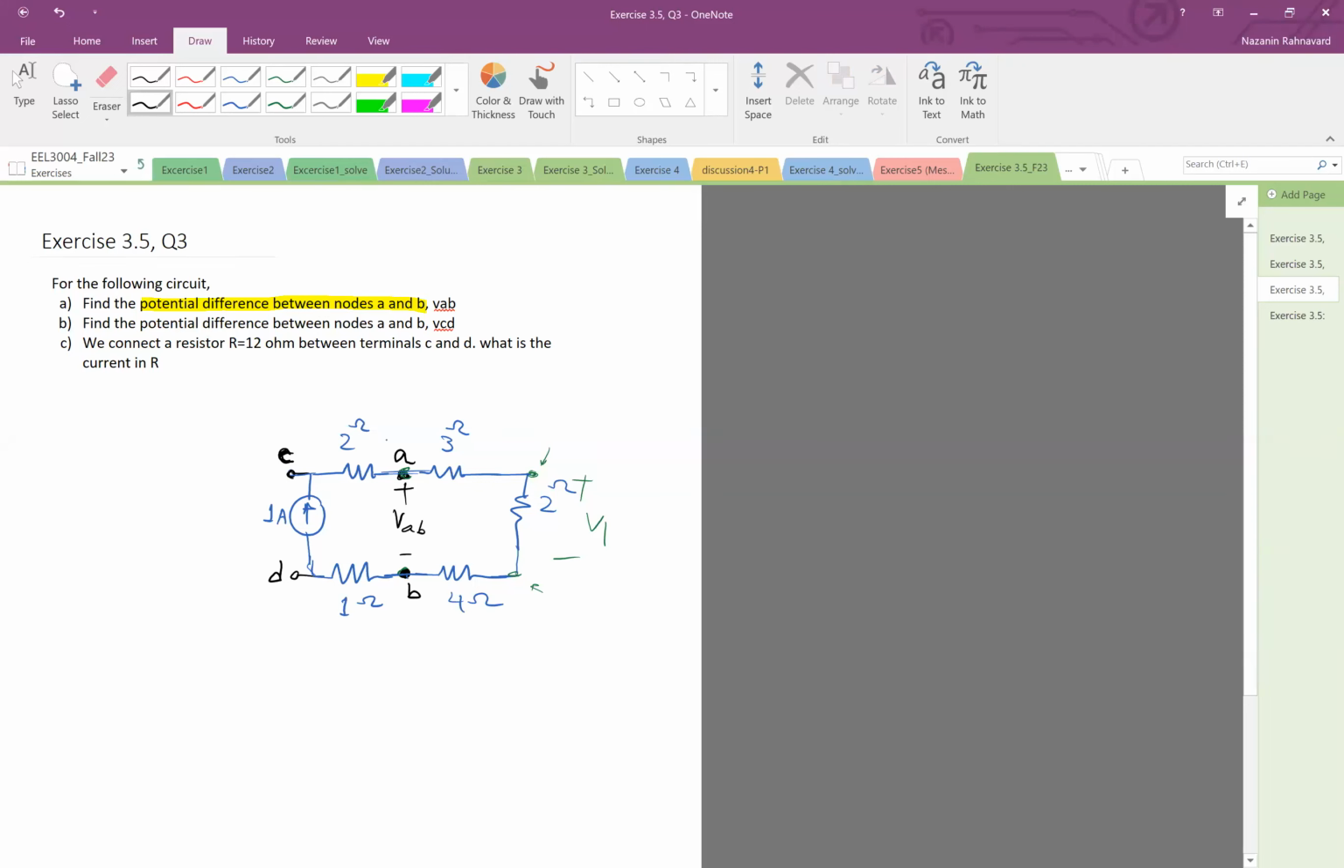So if, for example, we have VA here and VB here, basically the potential difference VAB is nothing but VA minus VB, the difference between their potential. This is the potential for node A, VA, this is the potential for node B, and this is the potential difference, VAB.